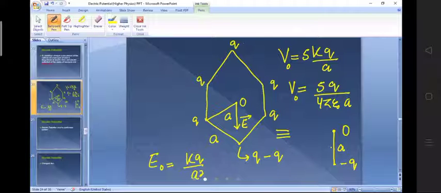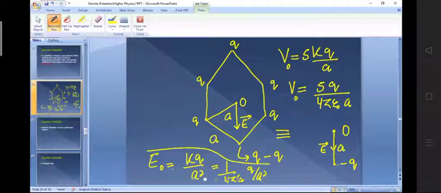Directed towards the empty corner. The reason is that the electrostatic field due to the negatively charged particle is attractive in nature. So this is the electrostatic field vector. It is directed towards minus Q, or towards the empty corner. So that's equal to this, or we can write it like this as well. It's equal to 1 by 4 pi epsilon naught multiplied by Q divided by A square. So that's it. We are done with this.